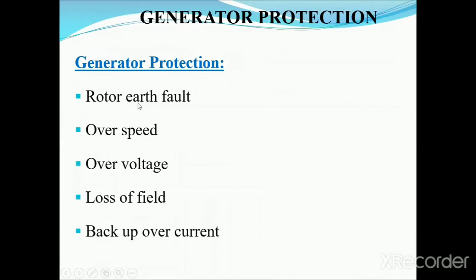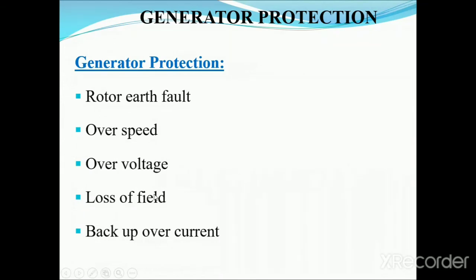Also, some other protective schemes are there, that is the rotor earth fault protection and over speed protection. While the generator has a very high speed, we give a separate protection, which is called the over speed protection. Next is over voltage. If we obtain any high voltages in the generator, this type of protection is used, that is over voltage protection.